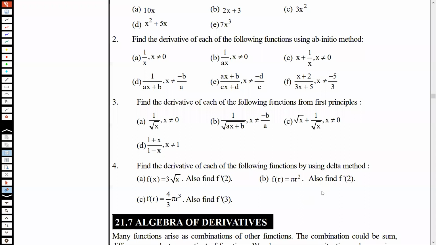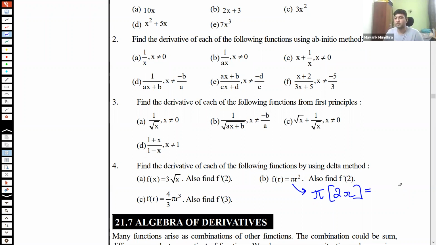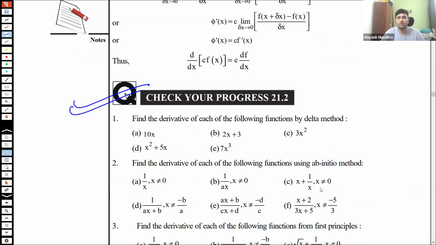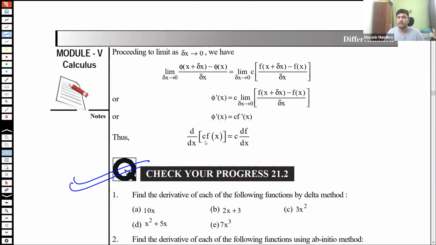Yeah. So pi r square differentiation will be, pi remains as it is because it's a constant, into 2r. So that is 4 pi, because you're substituting r equals 2. This is another rule of differentiation, which is basically d by dx of c times f of x is c times df by dx. If the function is multiplied by a constant, you can take the constant out and just differentiate the function.